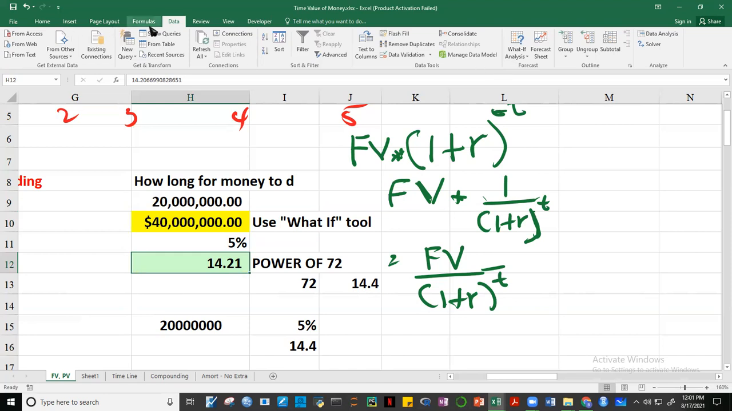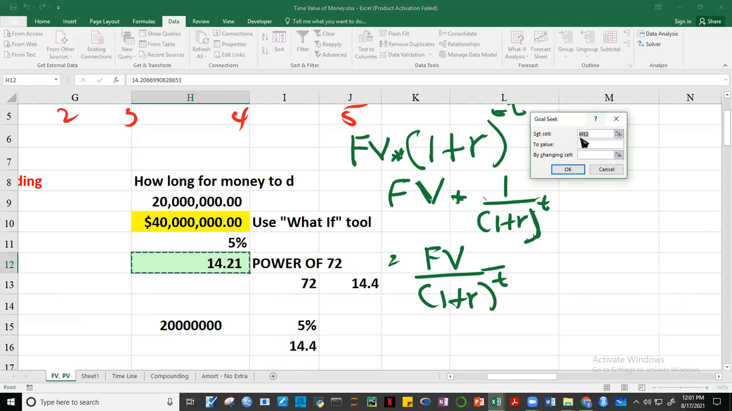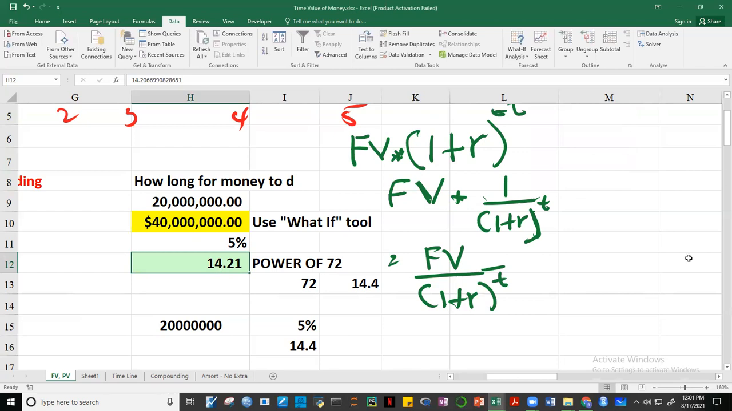So again guys, yung data natin, and then what if analysis, goal seek. Set cell natin, ano yung set cell natin? We want this one to be equal to 40. Gusto natin siya maging 40 kasi gusto natin madoble yung 20 million by changing this cell. So we get 14.21 years. It will take us 14.21 years for our money to double if the rate of return is 5%.